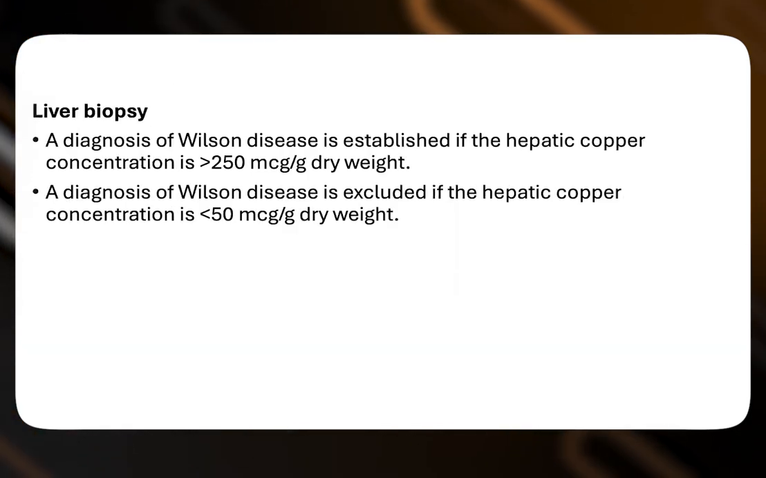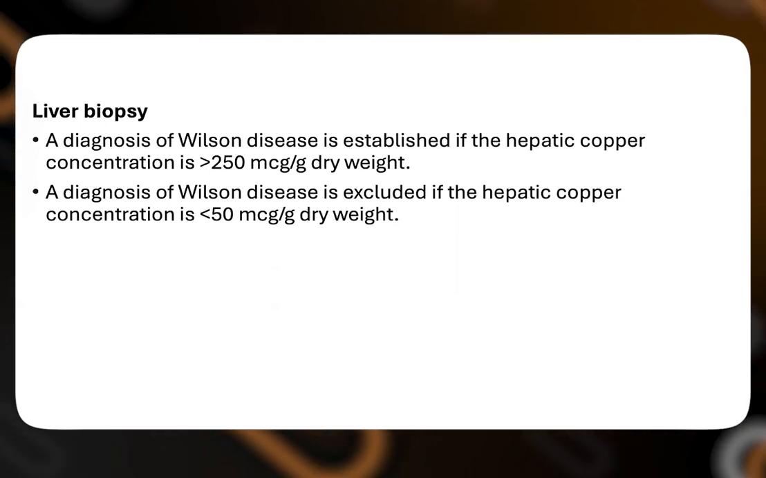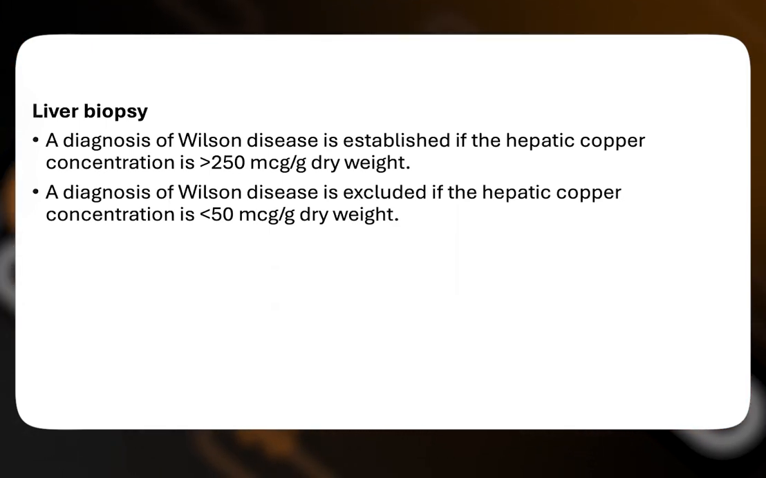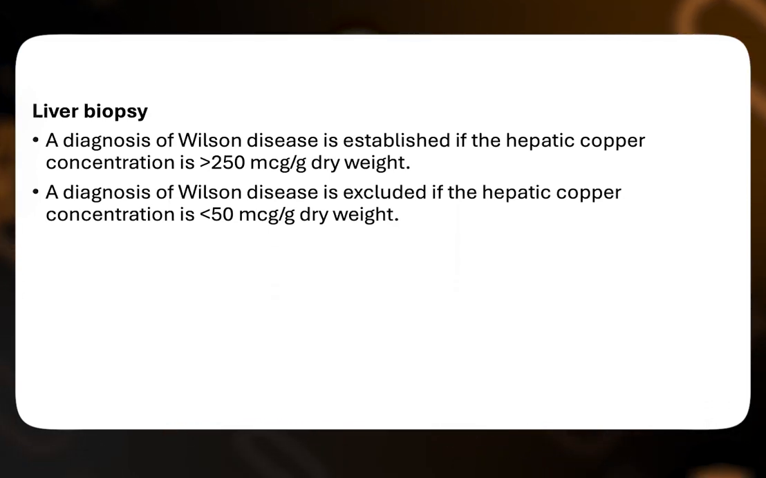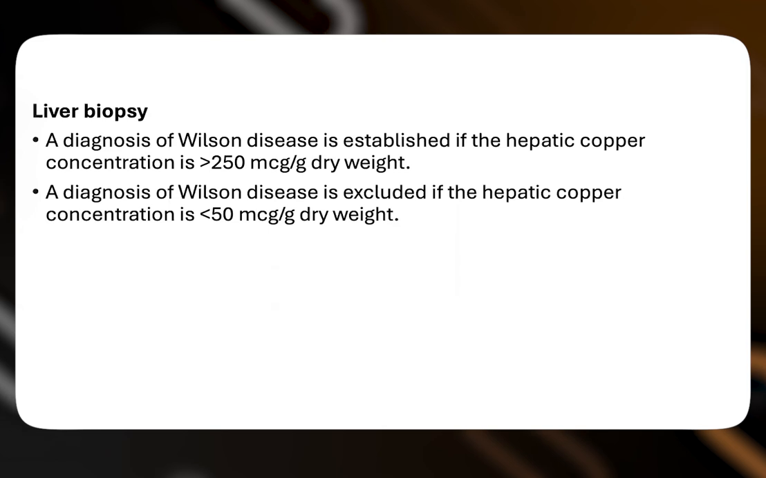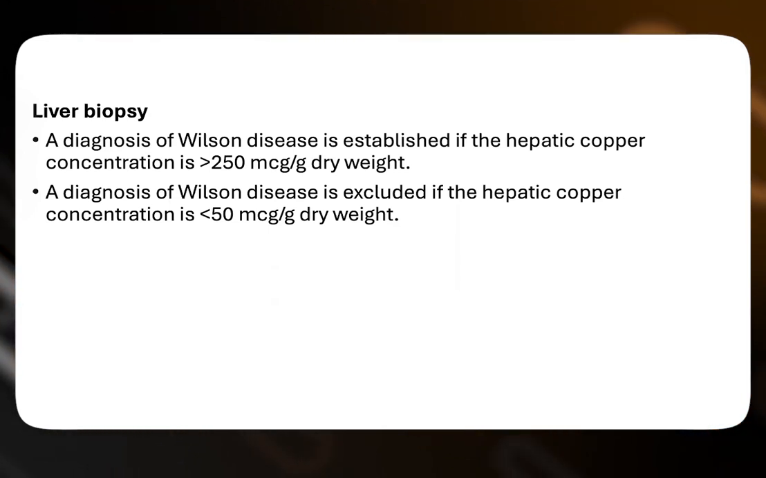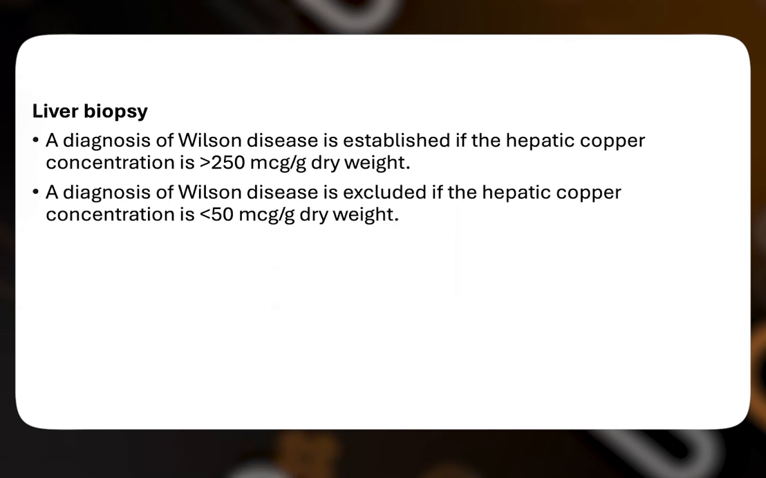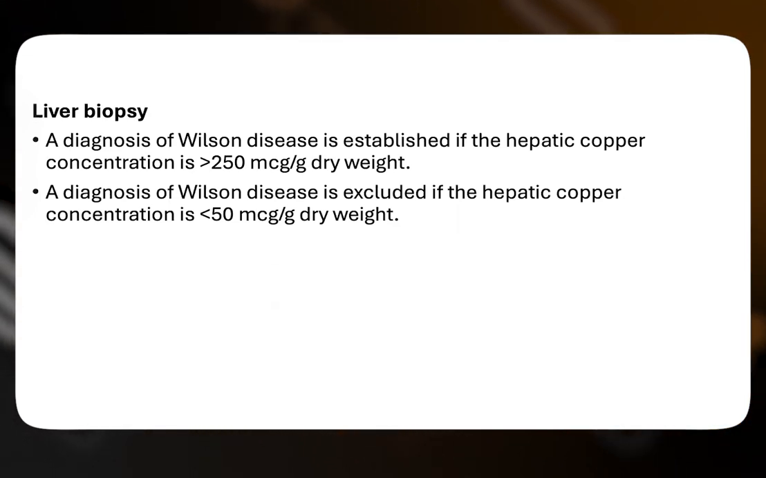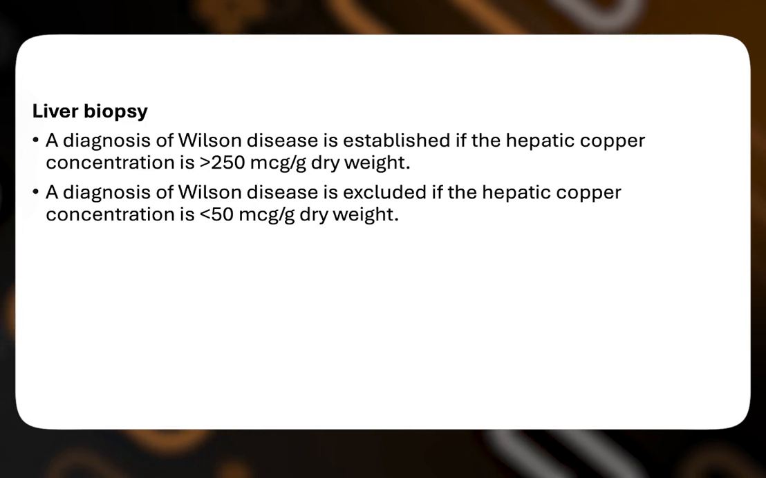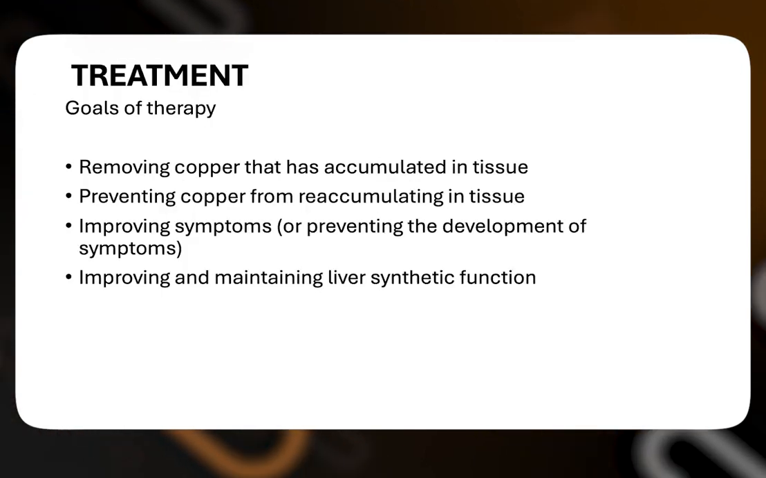Liver biopsy also can diagnose, as sometimes the tests may be indeterminate or in between the lab values. So then liver biopsy can make a diagnosis. It can be established if the copper concentration is more than 250 microgram per gram of dry weight, and it's excluded when it is less than 50 microgram per gram of dry weight. This is how you diagnose by liver biopsy.